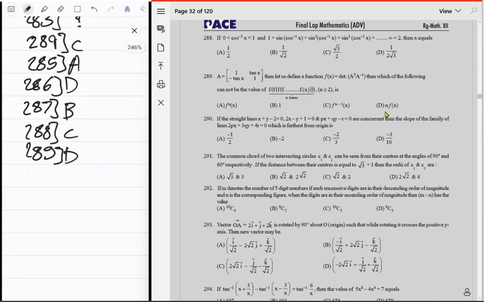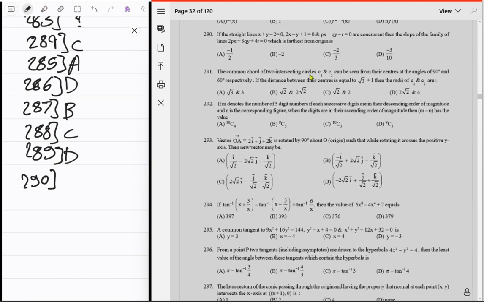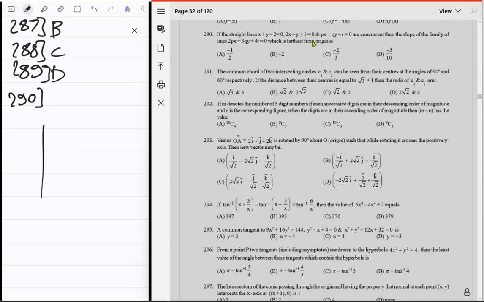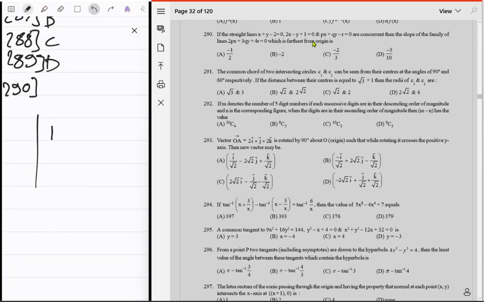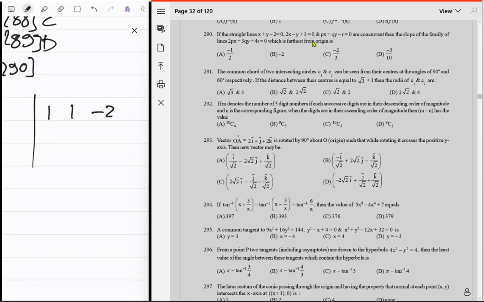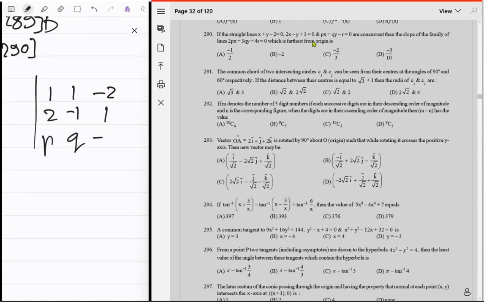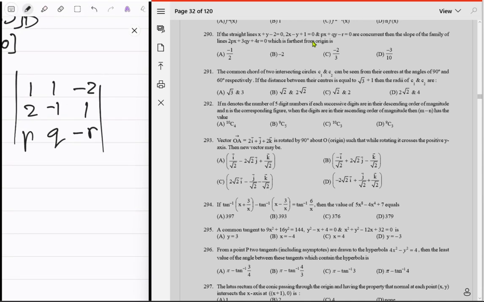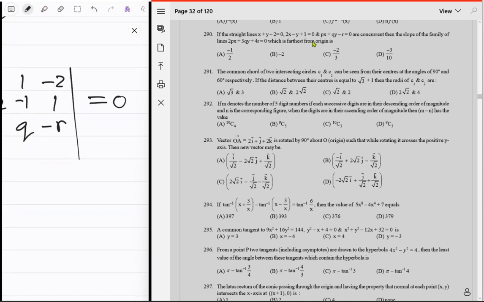Next question. 290. If the straight lines, this line and this line and this line, are concurrent, find the slope of the family of lines which is farthest from origin. So तीन straight line है वो concurrent है. It's like a determinant zero basically. What are you saying? Just saying 1, 1, negative 2, right? Well, yeah, and then you just want 2, negative 1, 1, and p, q, negative r. So determinant 0 चाहिए. I know वो constants तुम generally नहीं लेते हो, but come on यार. You know the deal. You know, vectors create करो also. Right. So this is the thing.